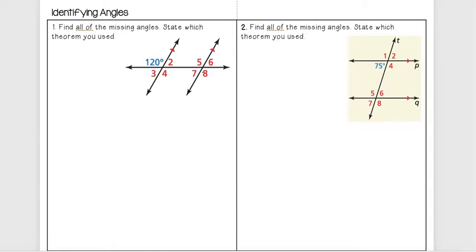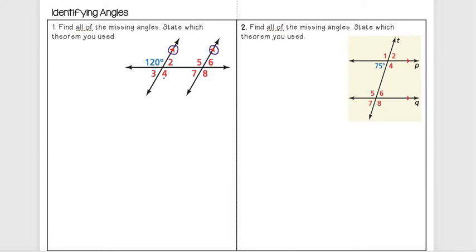But first, I can only use those theorems again because these are parallel lines. So that is super important. If these weren't parallel, I couldn't use those theorems. They wouldn't be true. So because these are parallel, they are true. So always check for that.